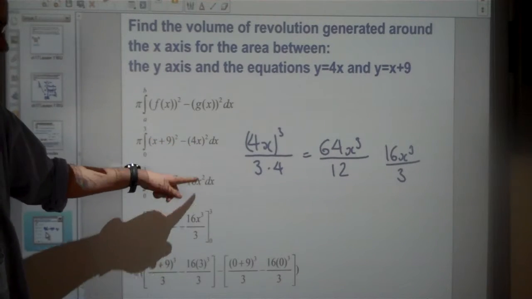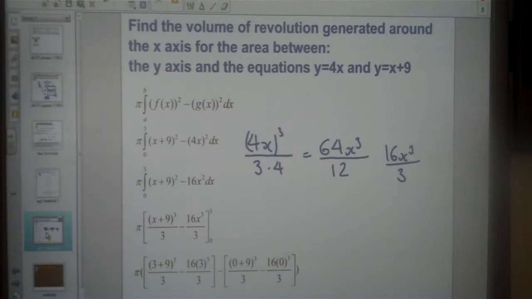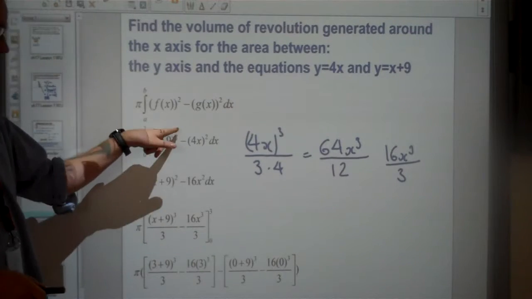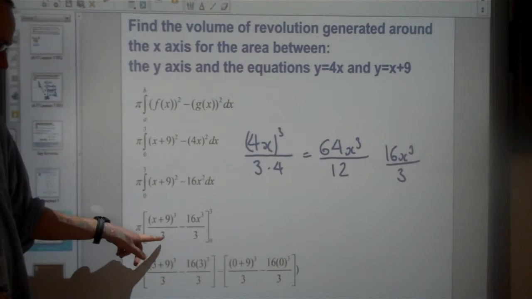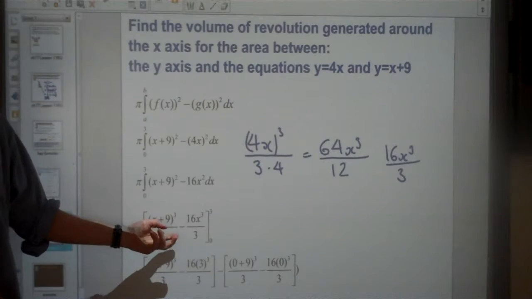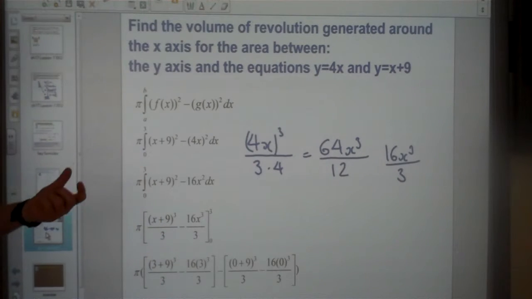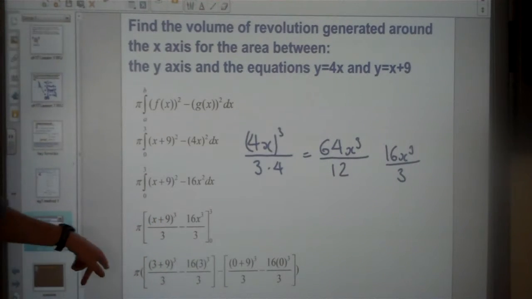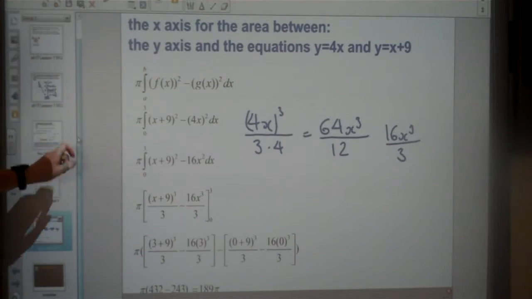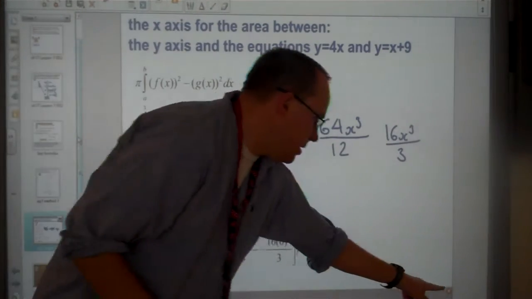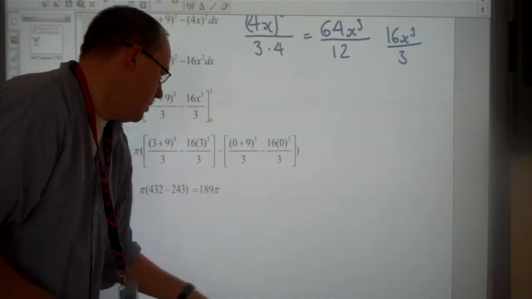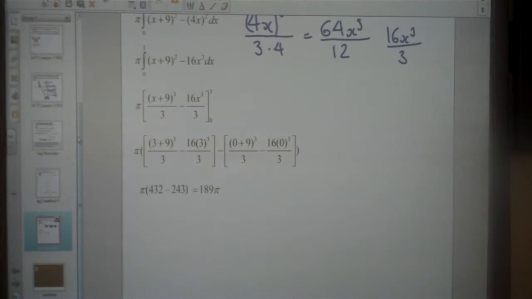a monomial, and then increase the power by 1 and divide by the new exponent. So x plus 9 squared, increase the power by 1, divide by the new exponent, divide by the differential of what's inside the parentheses, which is easy for this question because it's just 1. Go ahead, do the same thing as before. Once you've got your limits, plug those limits in, and you do end up with exactly the same value, 189 pi.